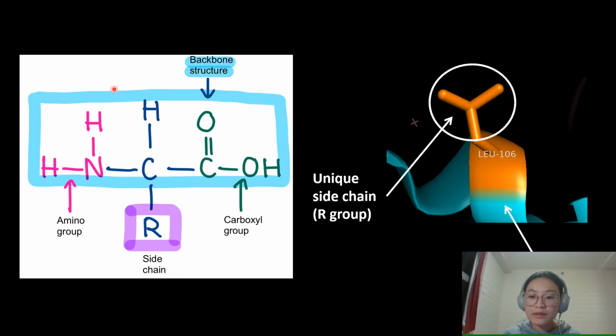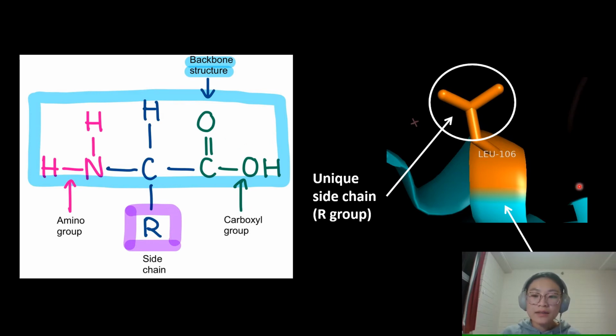Each amino acid is linked together through a type of bond, which is called a peptide bond, which is basically formed between an amino group of one amino acid residue and a carboxyl group of another residue, forming what is called the backbone of the polypeptide chain.